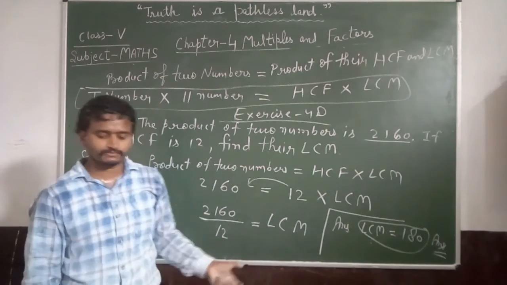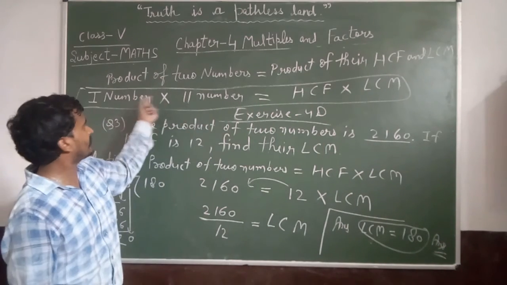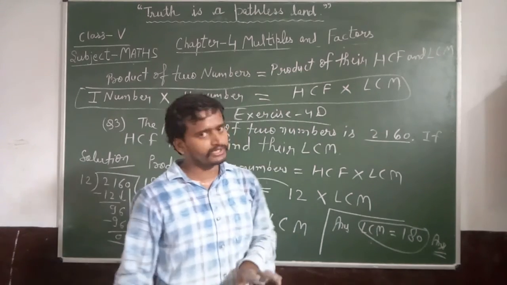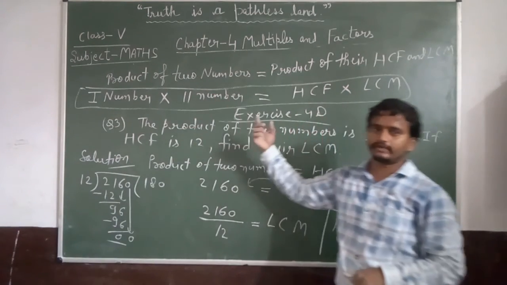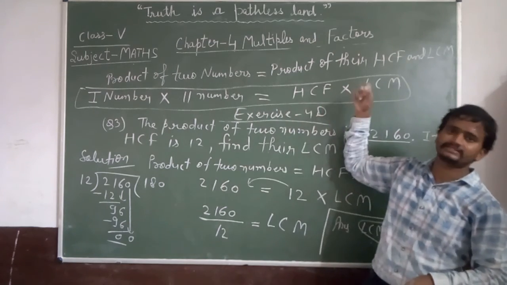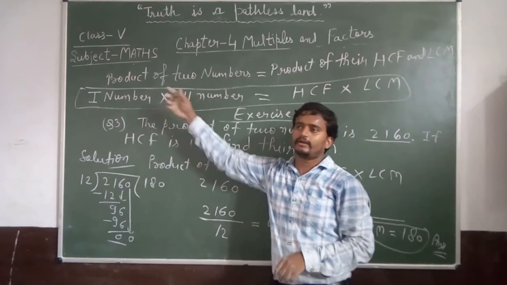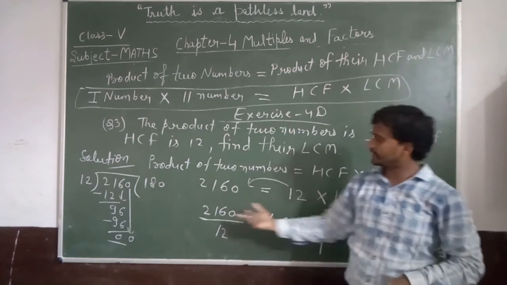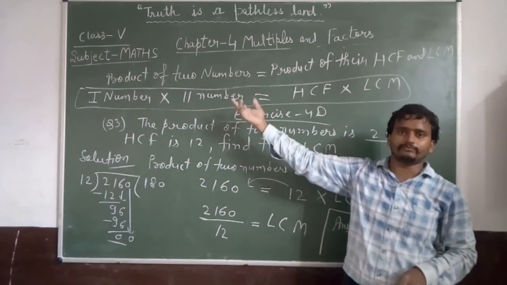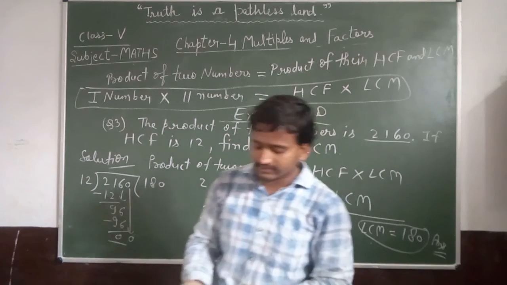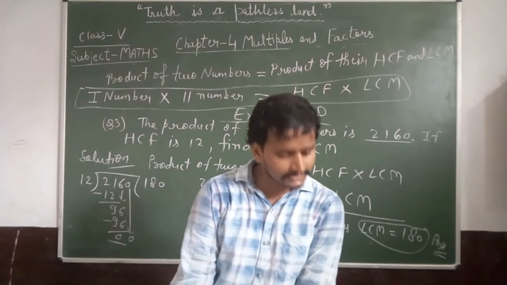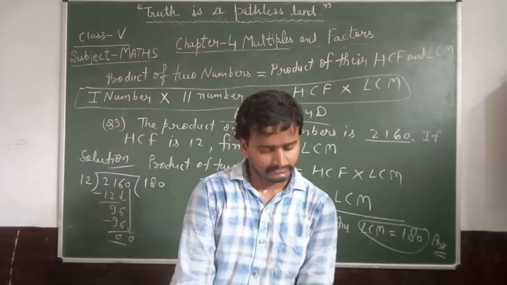So with the help of this property, first number multiplied by second number equals to HCF into LCM. We have three values, then we can find the fourth value. Suppose in a question HCF is given, LCM is given, second number is given, we have to find the first number. In the same process, we can put the values and find the value of the fourth term, which is not given. So students, with the help of these examples and this formula, all of you can solve the questions of exercise 4D. Thank you, class.